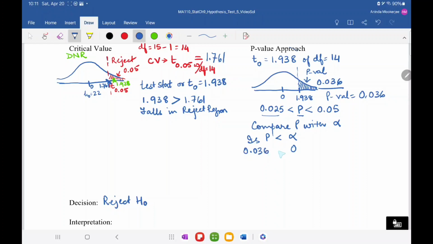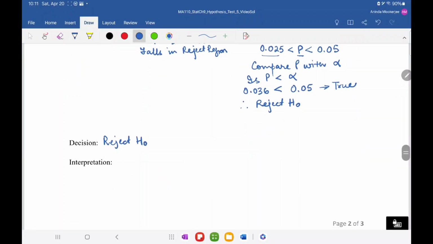0.036 is less than 0.05, so that's true, it is less, and if it is less, then we reject, therefore reject the null hypothesis. Okay, so the interpretation is at the 5% significance level, and that's how you should start the interpretation, by qualifying it with the significance level at which we are testing.